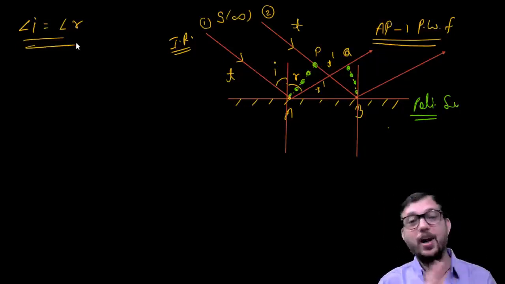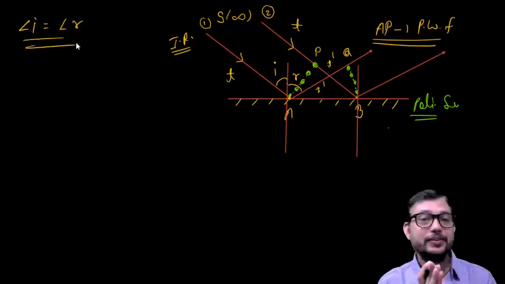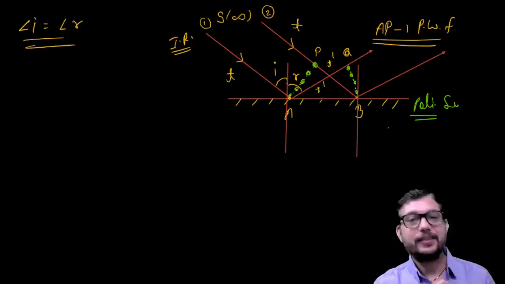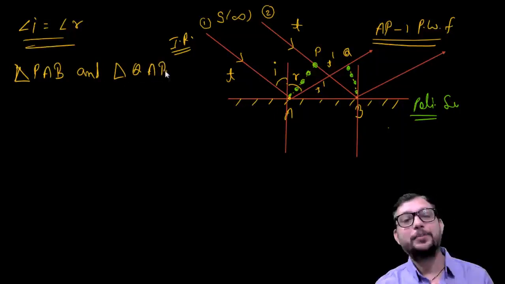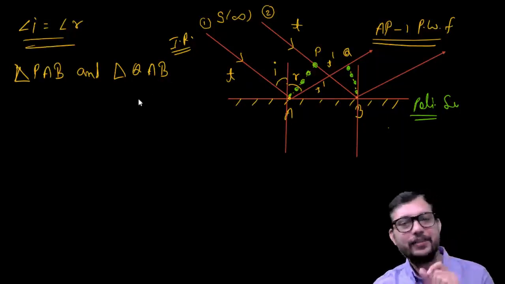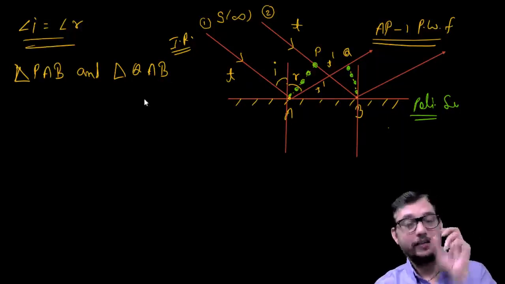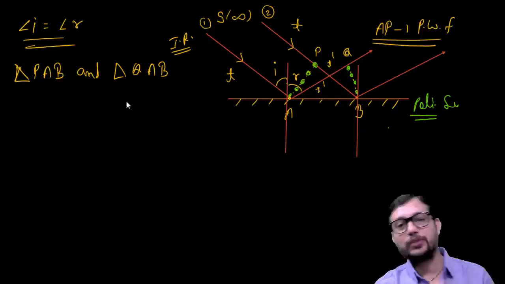Now the question, how do we prove it? For that we take two triangles here. The first is triangle PAB, which you can see in the diagram, and the second triangle is triangle QAB.